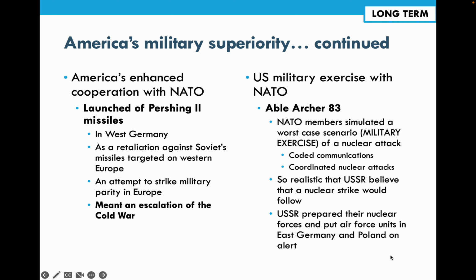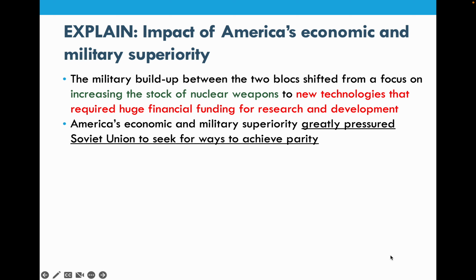In addition, the USA also held a 10-day joint military exercise with its NATO allies, and this was codenamed Able Archer 83. However, the exercise was so realistic that some members of the Soviet military and government believed that it preceded an actual nuclear first strike on the Soviet Union by the USA and NATO. In response, the Soviets prepared their nuclear forces and put their Air Force units in East Germany and Poland on alert. As a result, the two superpowers once again faced the possibility of a nuclear war, very similar to the Cuban Missile Crisis in 1962.